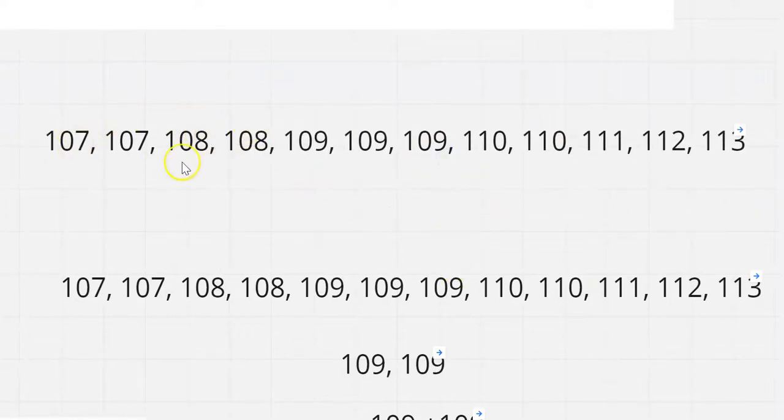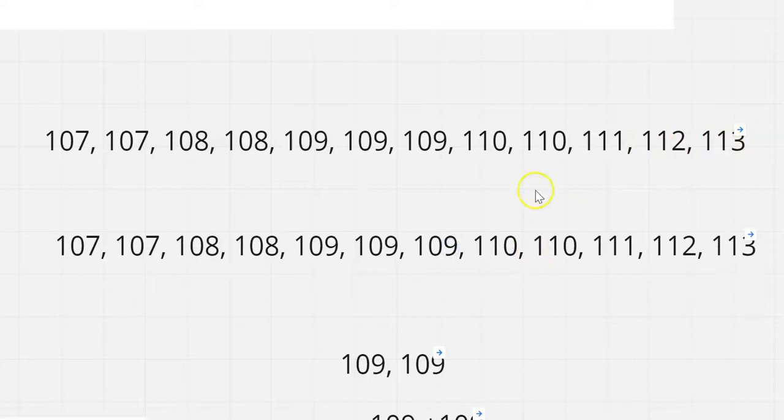Lowest to highest, 107 up to 113. Okay, then we need to find the middle of those numbers. So the way I do it, and again this is a personal preference, I cross off one from the top, one from the bottom, and keep going.